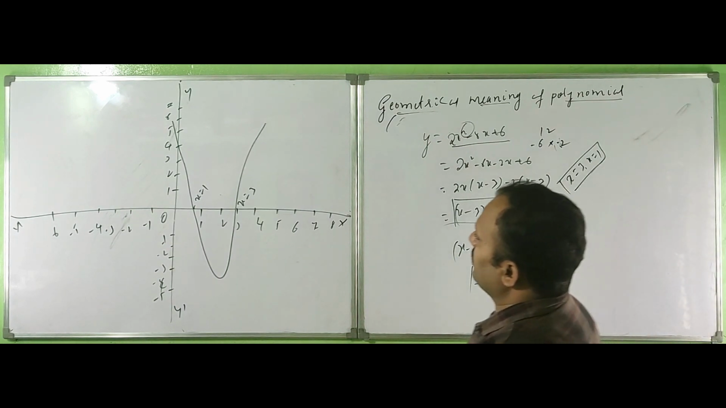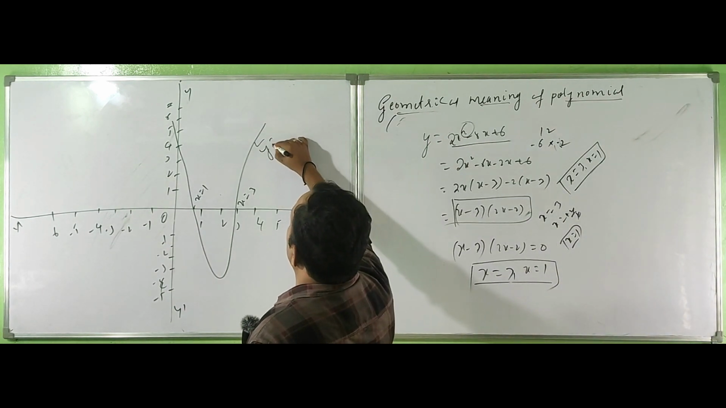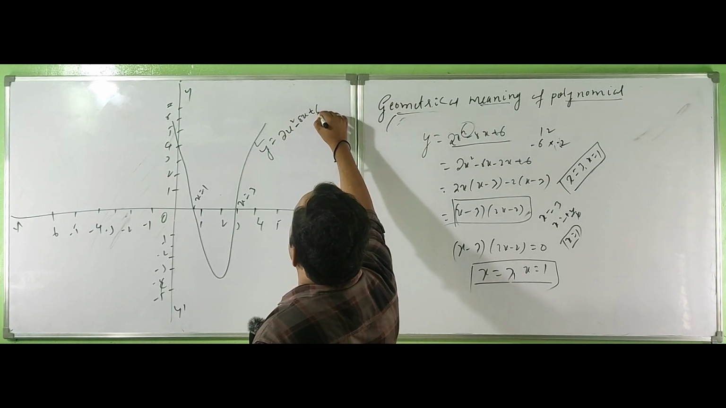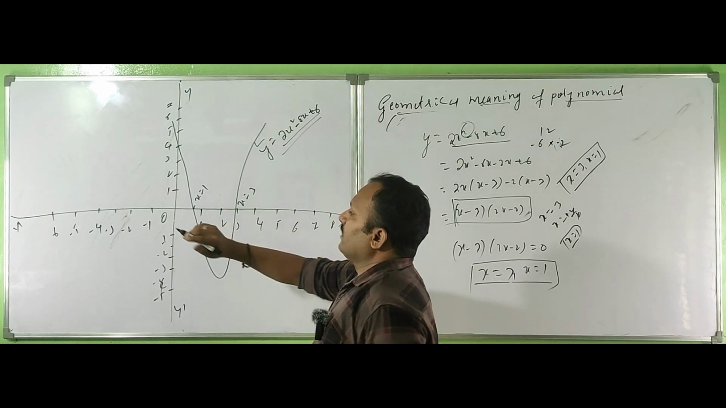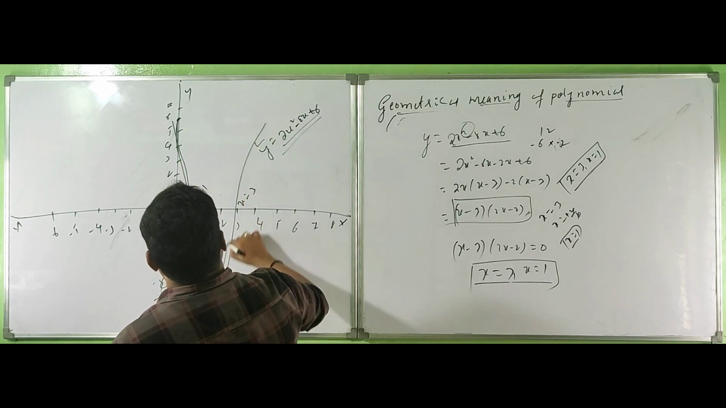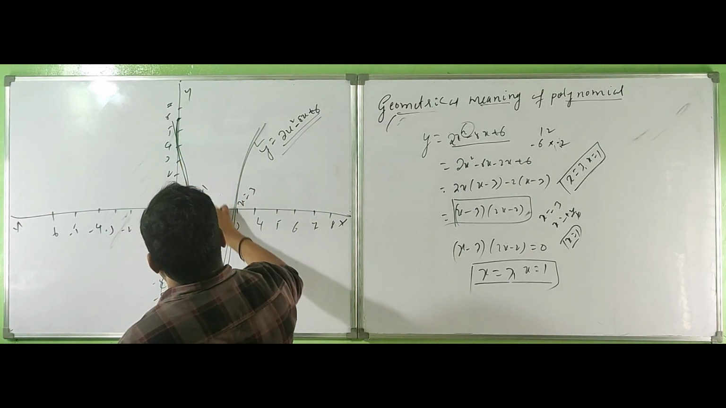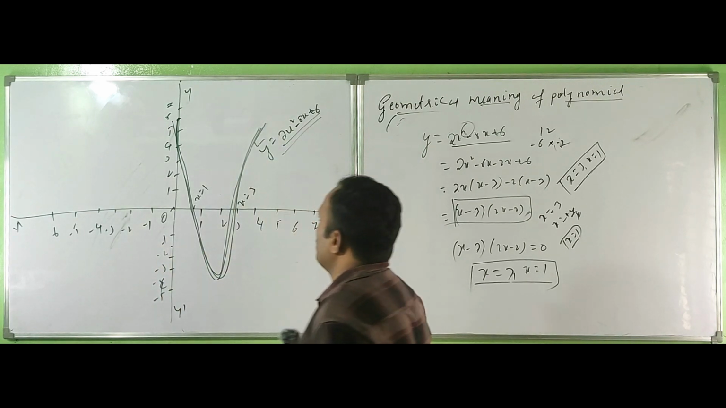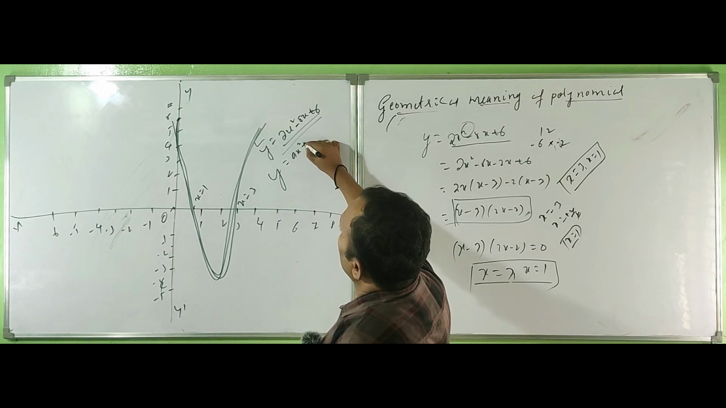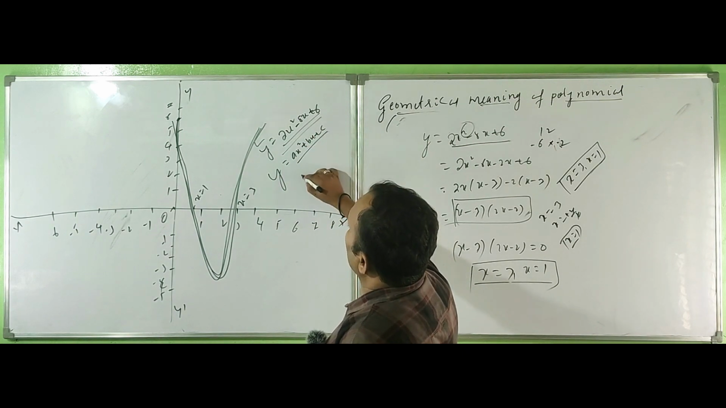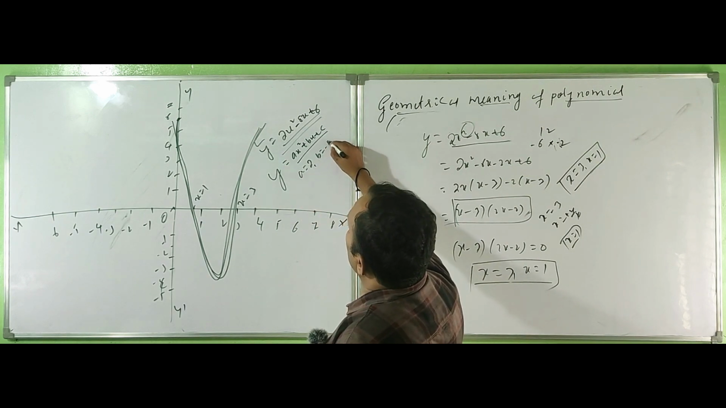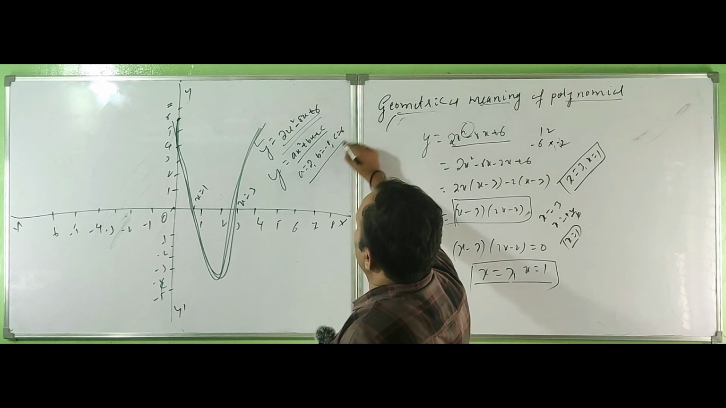This is the equation, y is equal to 2x square minus 8x plus 6. If I put x equal to 0, I should get the value 6. Simple terms are there. This depends on ax square plus bx plus c, where a is equal to 2, b is equal to minus 8 and c is equal to 6.